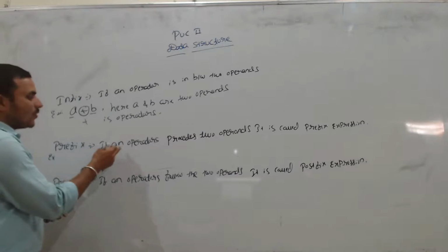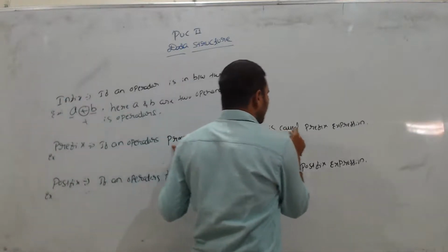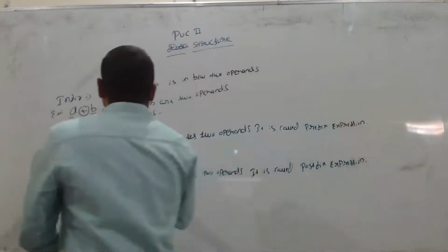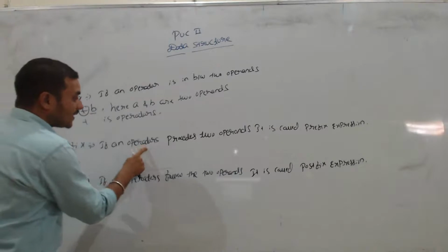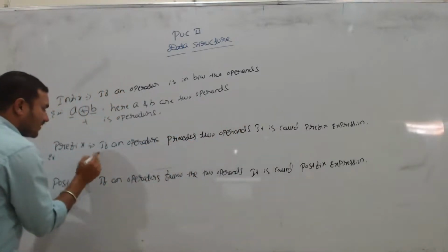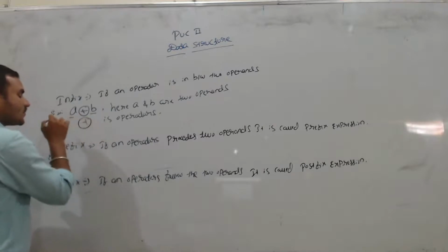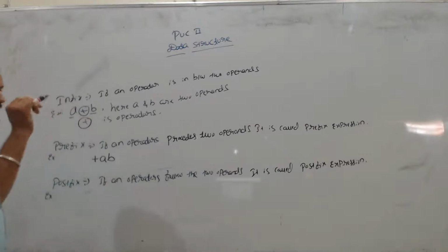Prefix: if an operator precedes two operands, it is called prefix. Prefix means, listen carefully, if an operator precedes two operands, the operator is present before the operands.